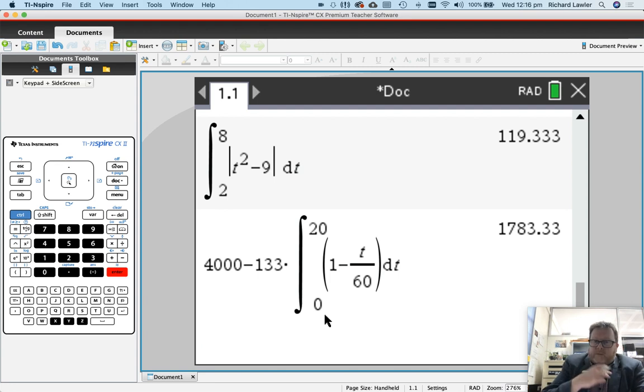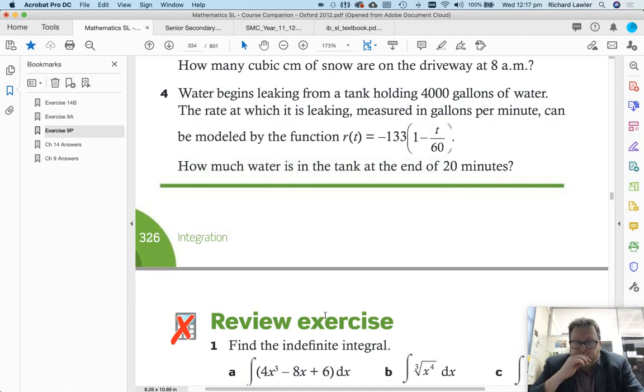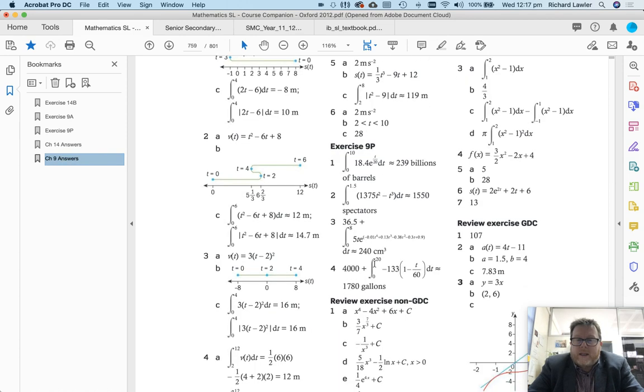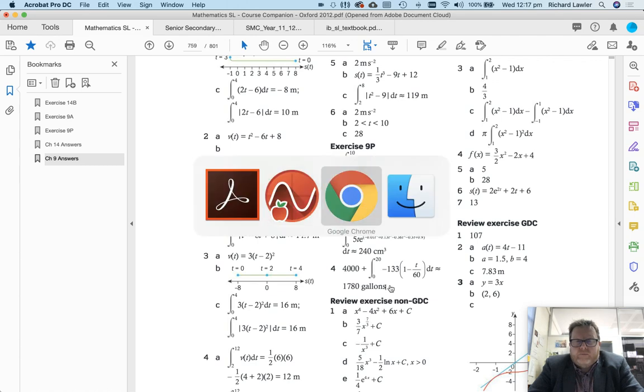Or if you want to do it to 3 significant figures, it would be 1,780, 3 significant figures. We can confirm that by going to the answers, 9p. There we go, 1,780 gallons there. And that's all there is to it. Nice and simple.